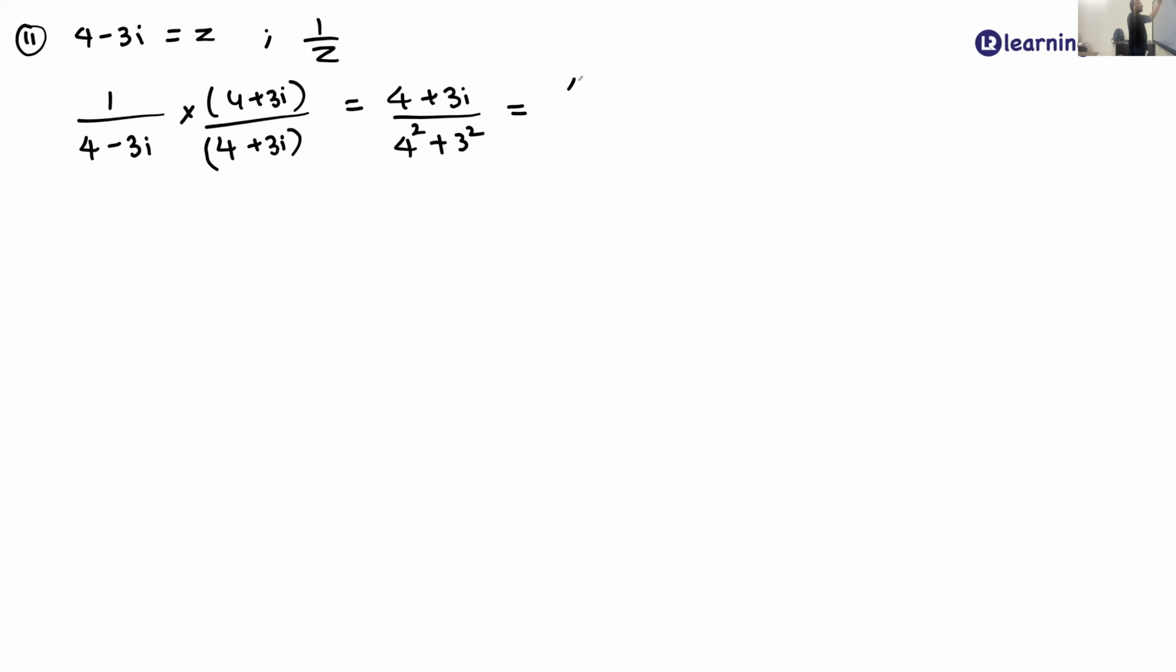The answer will be 4 plus 3i divided by 25. 4 square is 16, 3 square is 9, so 25. So the answer will be 4 by 25 plus 3 by 25 i. And this is going to be 1 by z, or you can call it z inverse. It's called the multiplicative inverse. Am I clear? Okay.